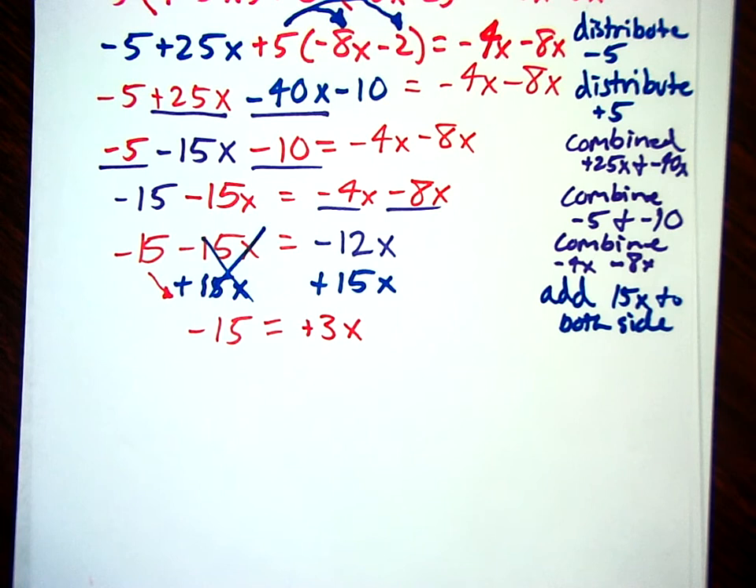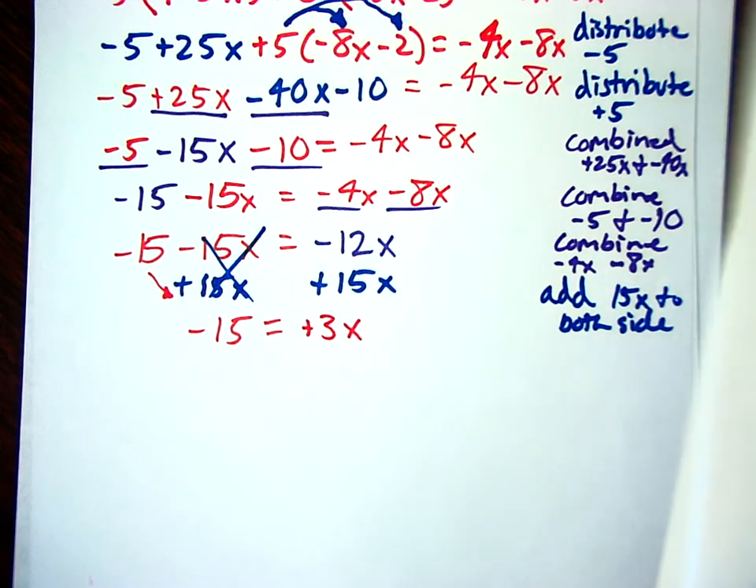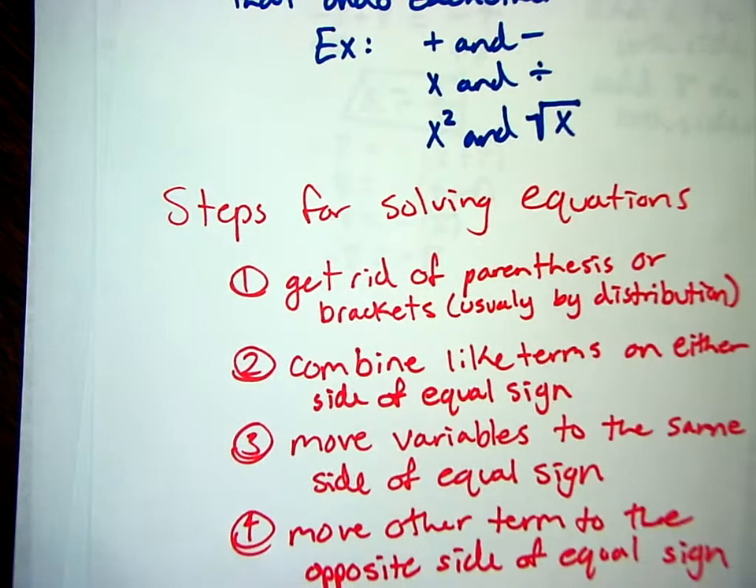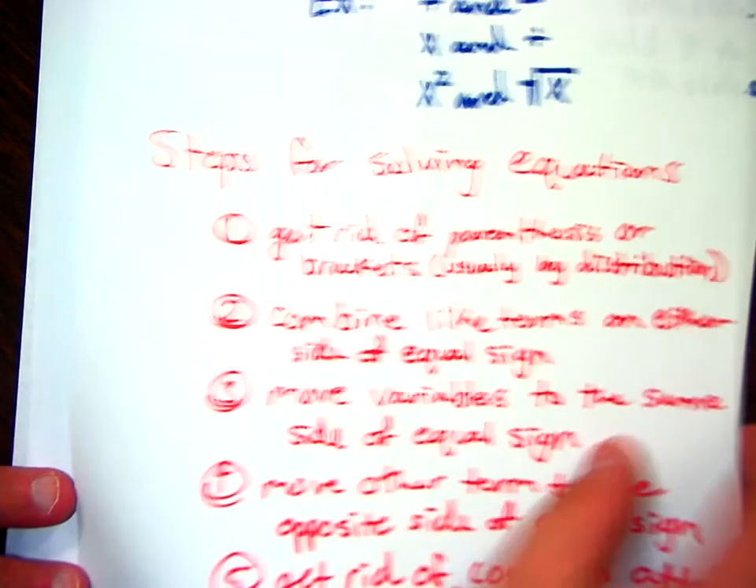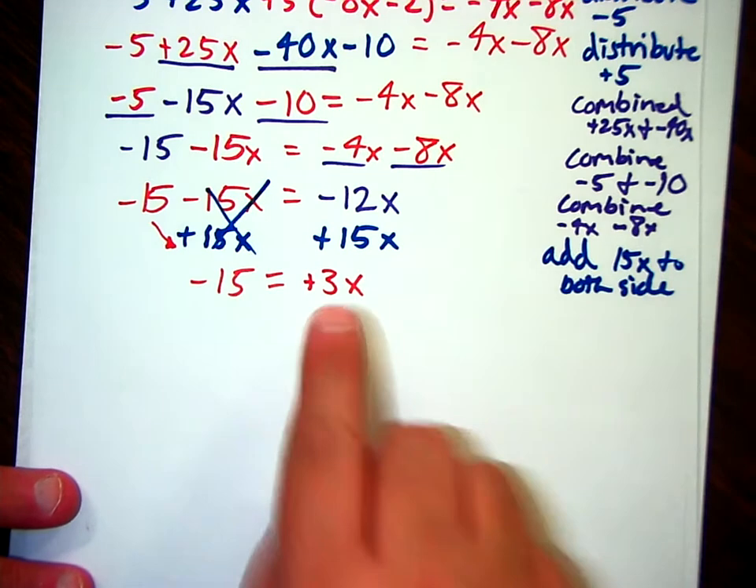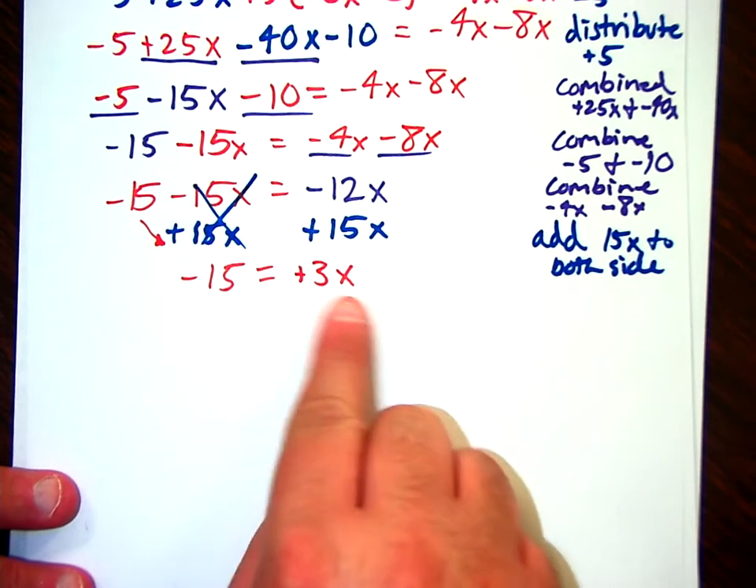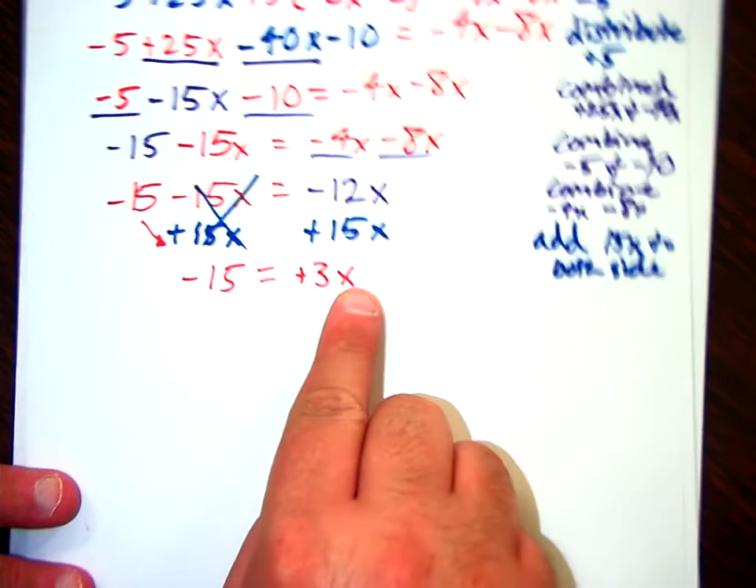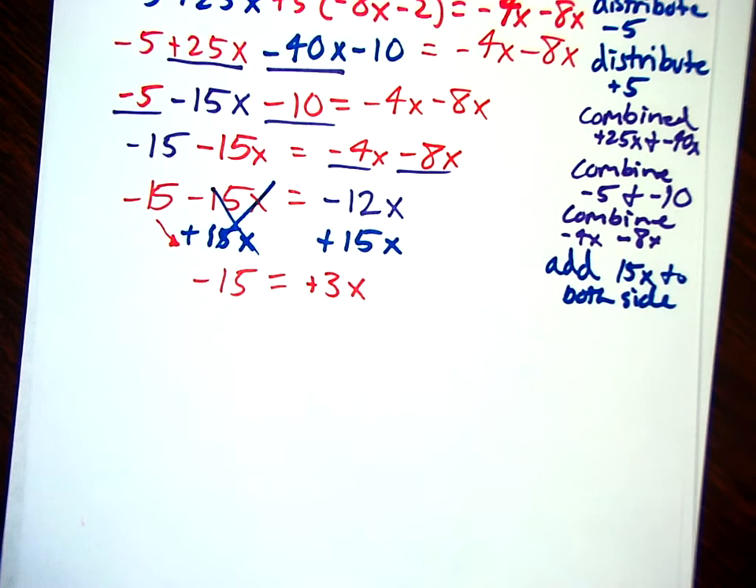Okay. Now let's take a look at step number 4. Step number 4 says move other terms to the opposite side of the equal sign. So let's take a look at our variable over here. Are there any other terms with it? And terms are things separated by plus or minus. So no, I don't have anything added to this 3x or subtracted to this 3x. So there's no other terms. So we can just move on from that step.